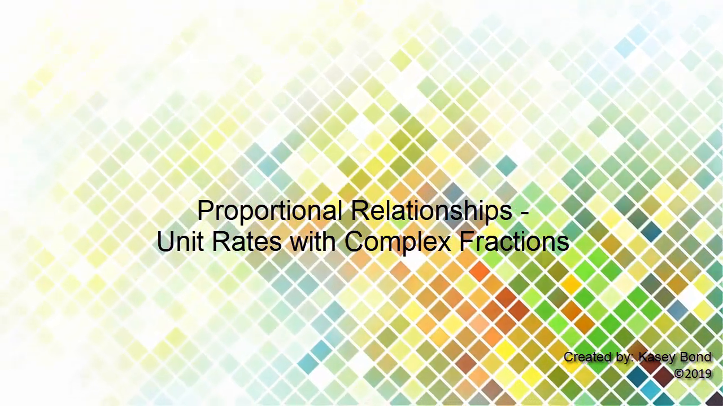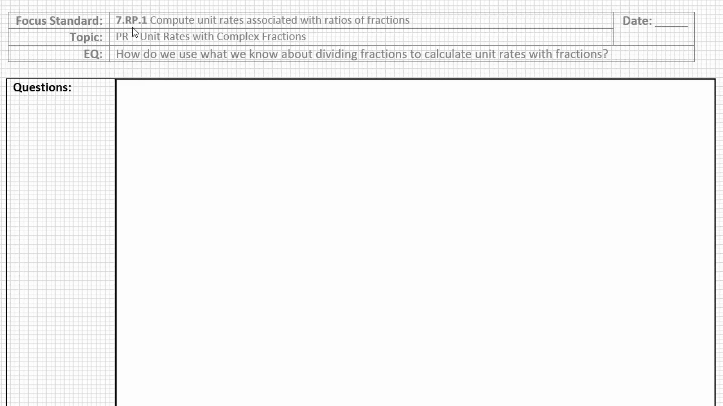For today's lesson, our focus standard comes from Grade 7, Ratios and Proportional Relationships, Standard 1, Compute Unit Rates Associated with Ratios of Fractions. Our topic comes from our Proportional Relationships unit, Unit Rates with Complex Fractions. Our essential question is, how do we use what we know about dividing fractions to calculate unit rates with fractions?